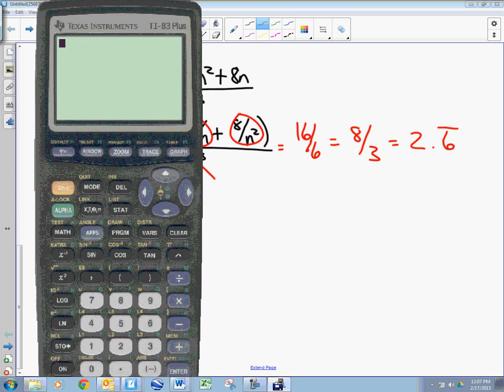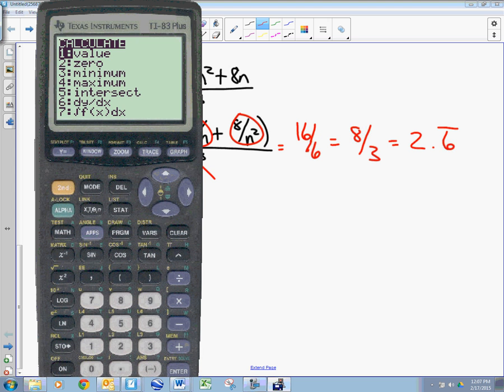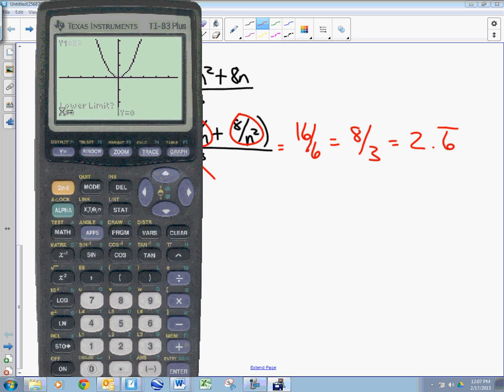Okay, I heard Bo say this. He says, I want to check it. Let's check it. Go x squared. You make the graph, and Bo's going to check. He's going to go second calculate, number 7, and he's going to go from 0 to 2.